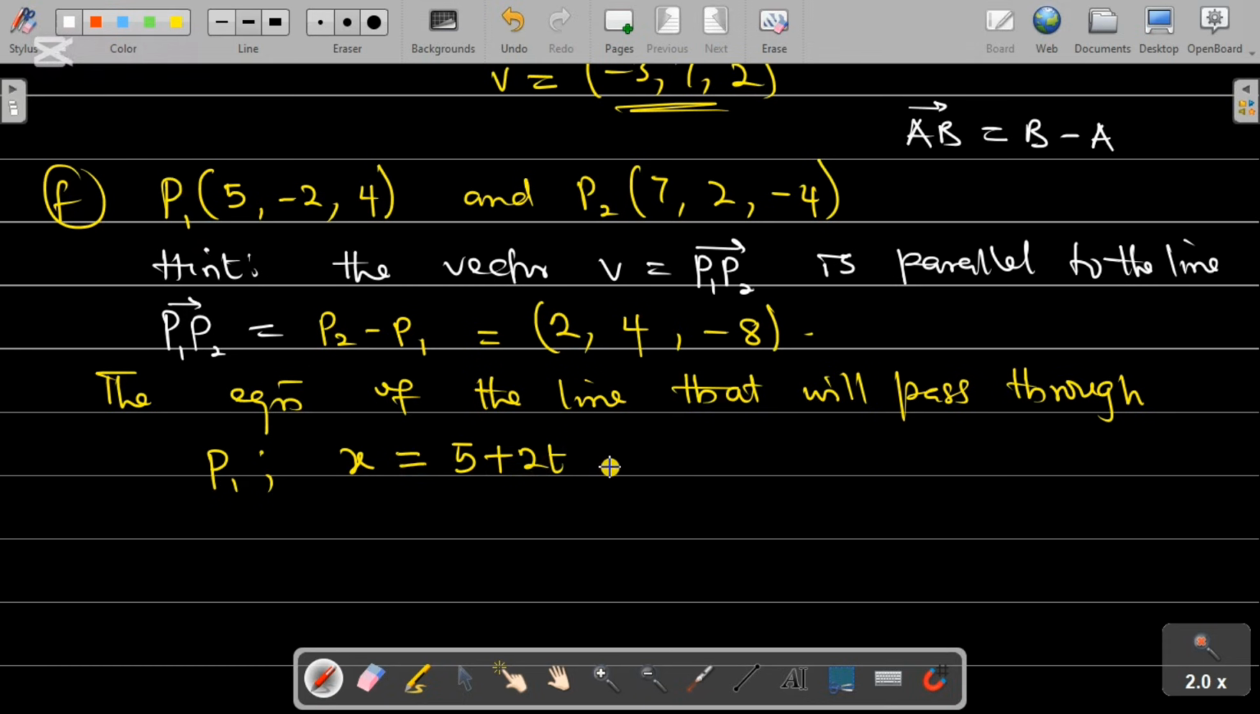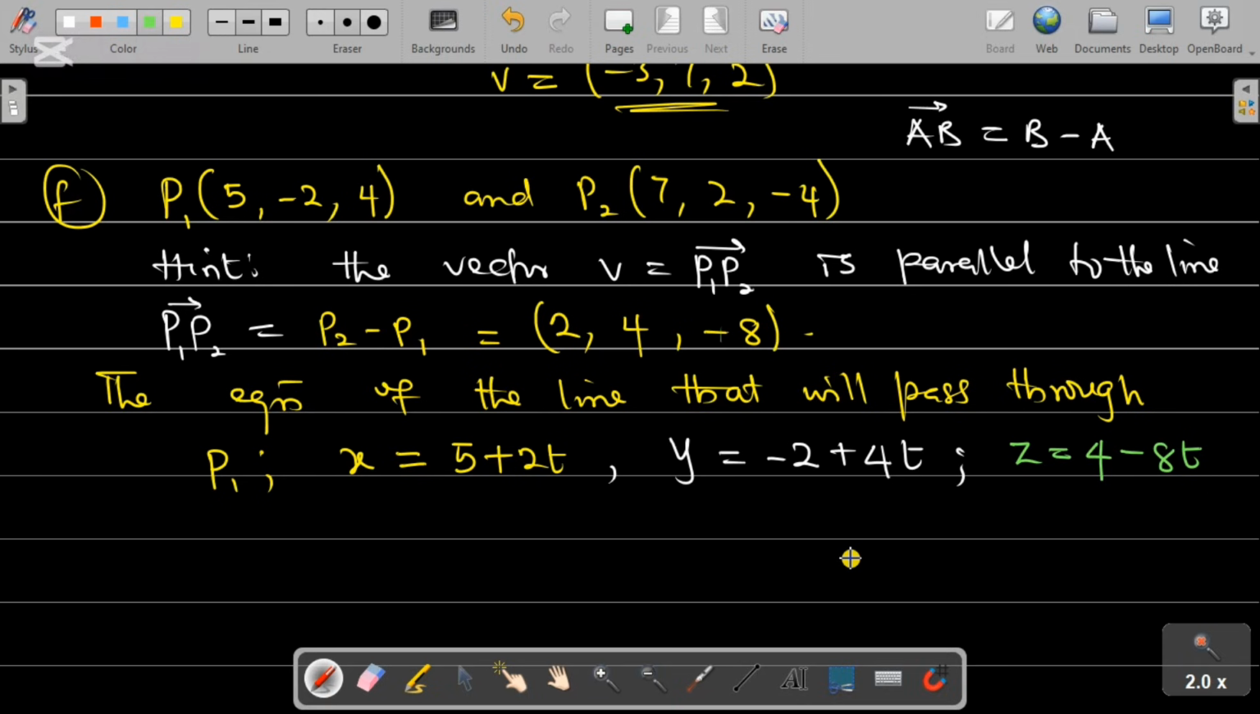It means that my y is going to be equal to, I pick this one, which is minus 2 plus this one times T as well. And then finally, my z is going to become, let me use this one. My z will be equal to, I will also pick this one, the last component, which is 4. Then, of course, plus minus will be minus. So here will be minus 8, and you also attach it with T. All right, so that is the parametric equation for a line that will pass through the point P1.